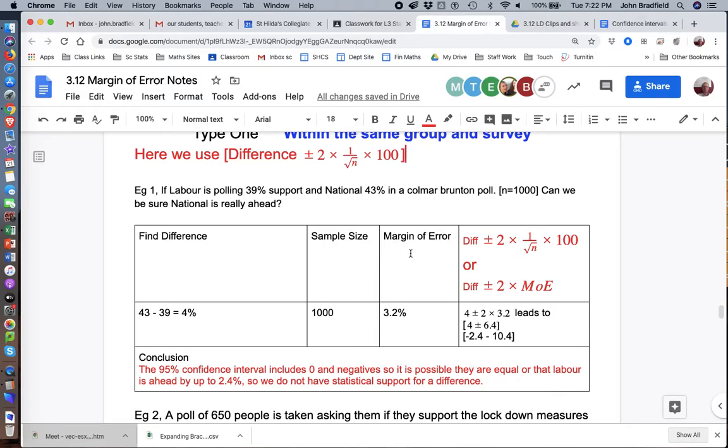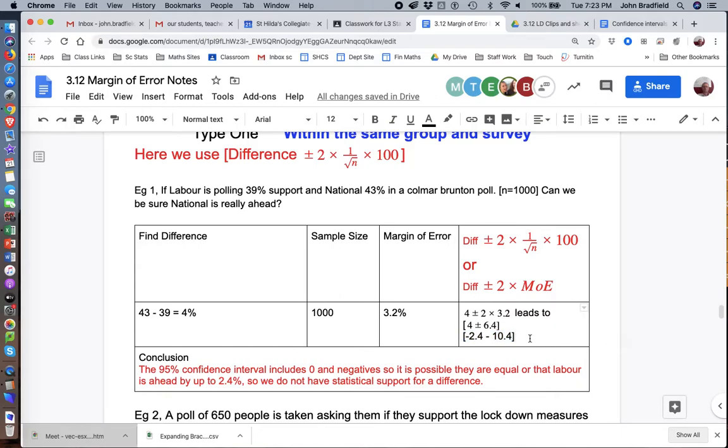The margin of error for 1,000 is 3.2, and we're still using the 1 over root n rule of thumb that we've been using. That hasn't changed, and it doesn't change. So now this is the thing here, this is the beast. We apply that, so we go 4 plus or minus, so it's going to give an upper and a lower value, times 3.2. Now, when we do that, 4 plus or minus 6.4, because that's two lots of 3.2, we get this as our margin, our confidence interval.